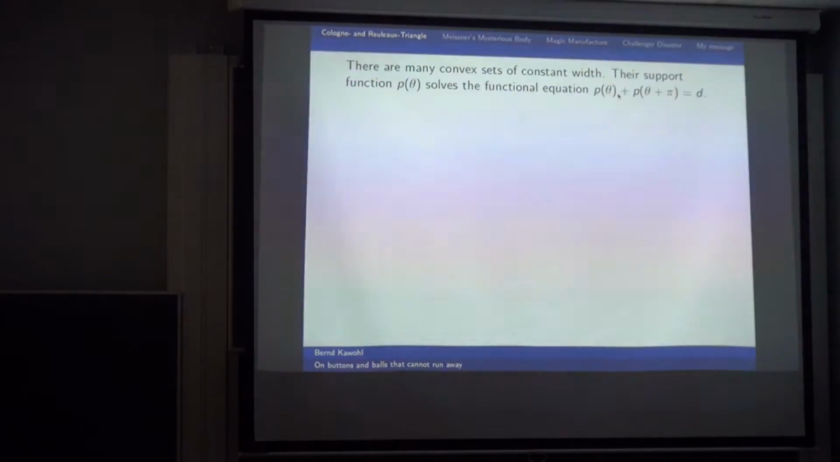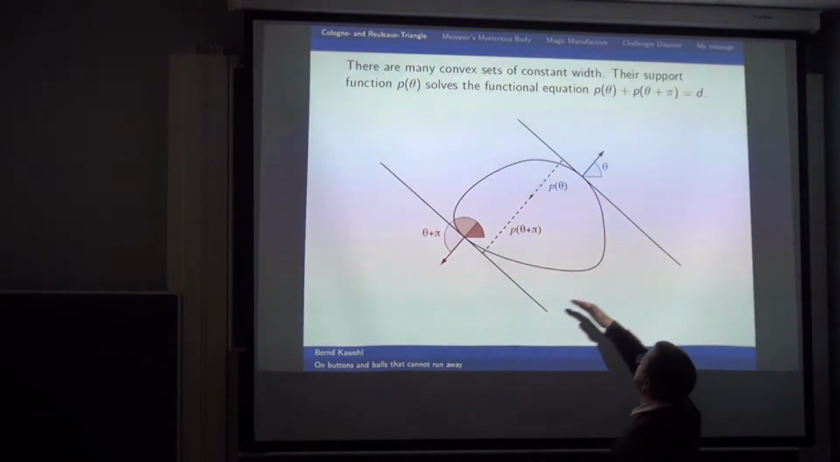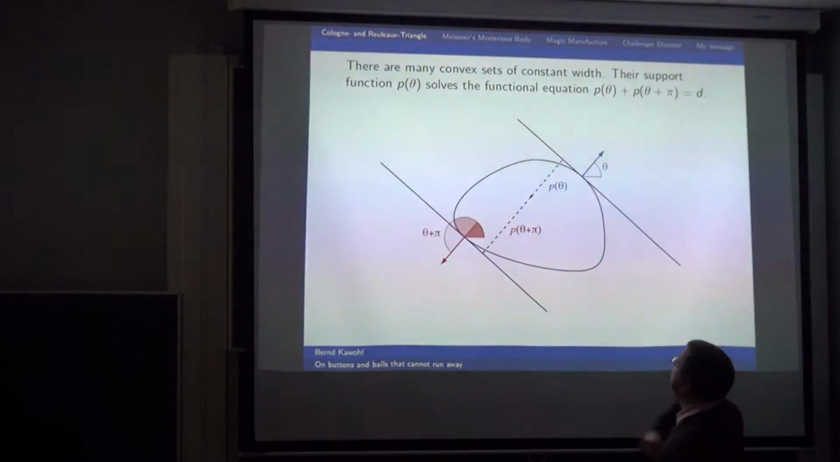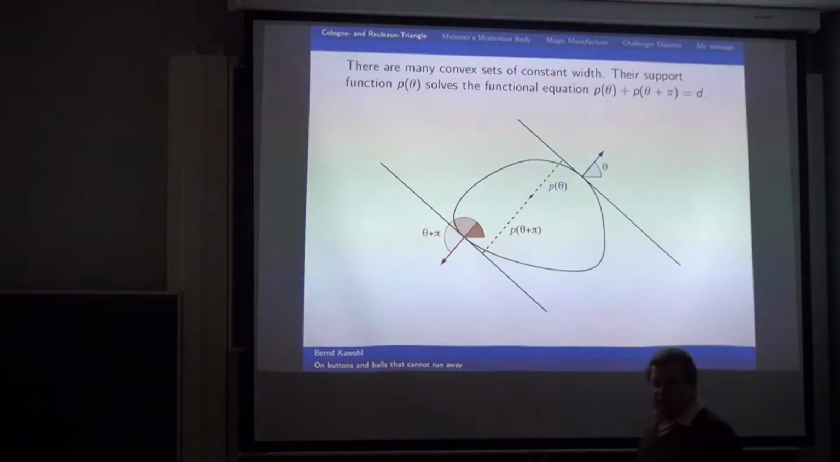And in fact, one can give a mathematical definition. Any convex set can be described by its support function. The support function measures the distance from some origin that a tangent plane has under a certain angle theta. And here we see this plane and we see that plane, and the angle theta has turned by pi, and p of theta plus p of theta plus pi should be equal to d, the constant width of this set. So any function p that has this property describes a convex set of constant width, and there are many functions.